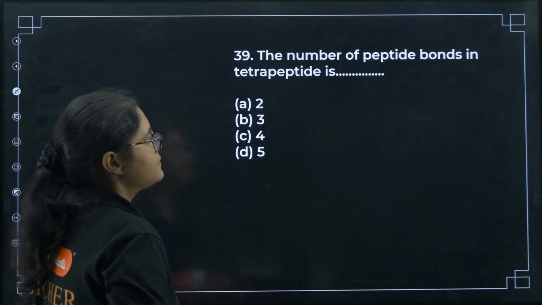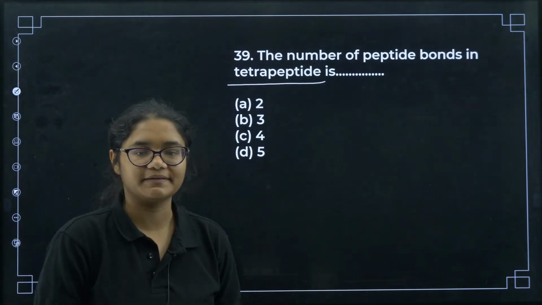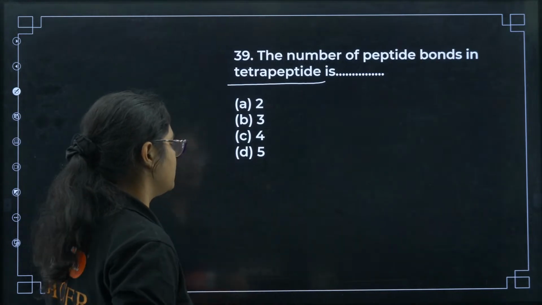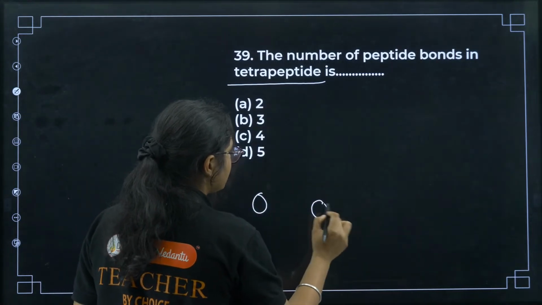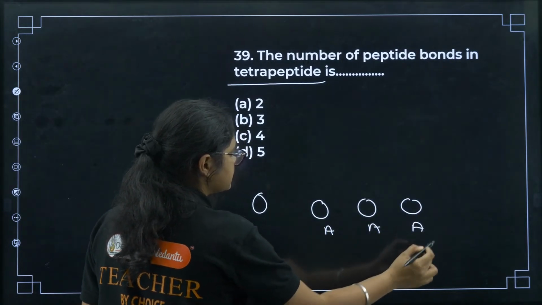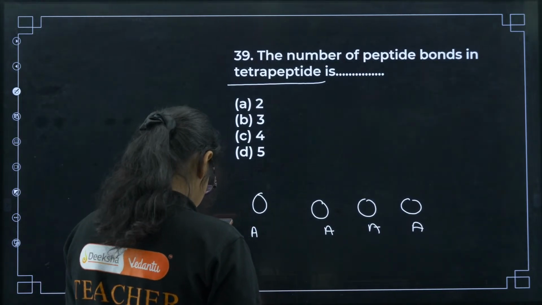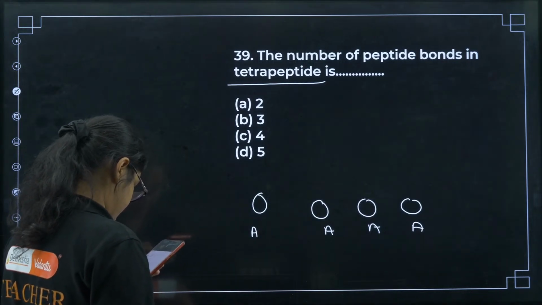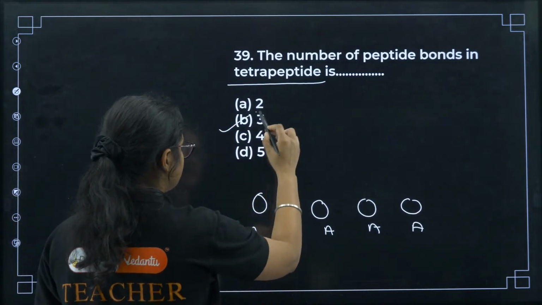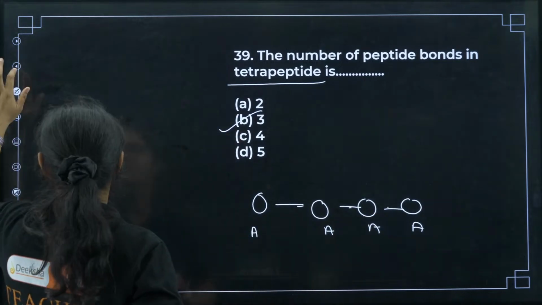Question number 39. The number of peptide bonds in a tetrapeptide is, you know, this is a formula based question. How many peptide bonds will be present in a tetrapeptide? Tetrapeptide means there are 4 amino acids. Okay, this is one amino acid, one, these are all amino acids. So in a tetrapeptide, how many bonds are present? Yes, very simple question. Yes, 39B is correct. In a tetrapeptide there are 3 peptide bonds.